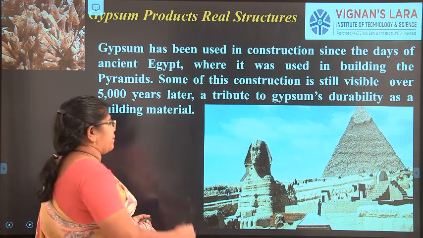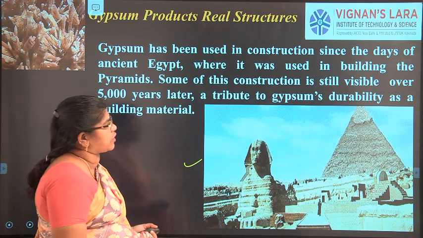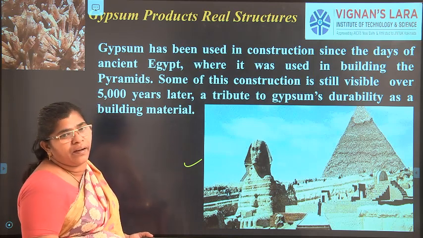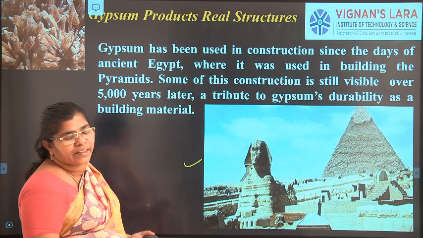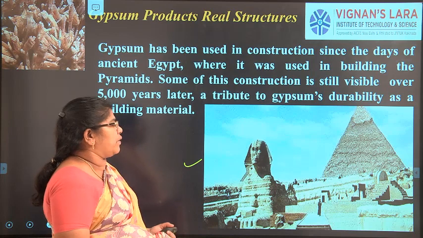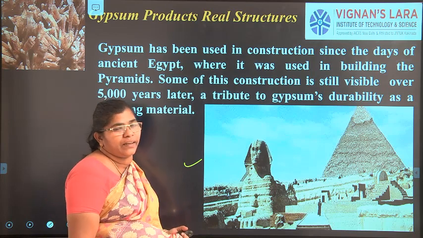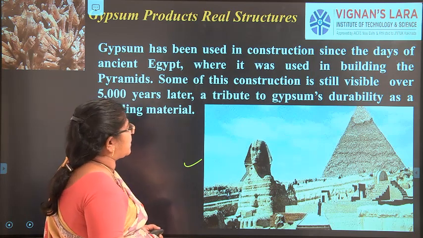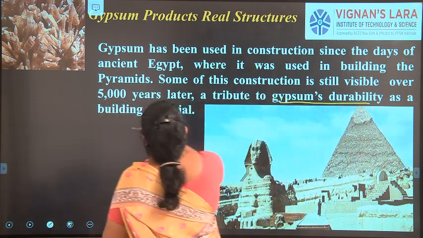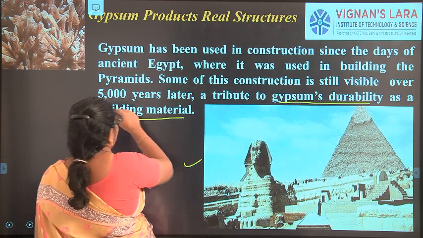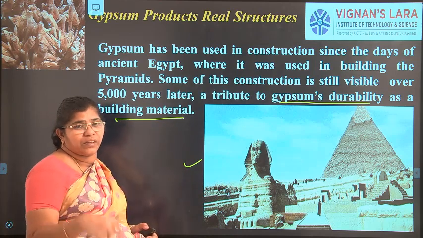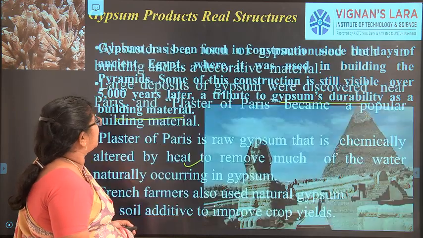Number one, it is a pyramid. I told you the pyramid was used around 6000 BC, right? So the pyramid is a structure where the olden kings are buried inside. Okay, it comes under one of the world's wonders, right? Why gypsum is used is its durability as a building material. So 5000 years later, we can still study that gypsum was used 5000 years ago as a building material.